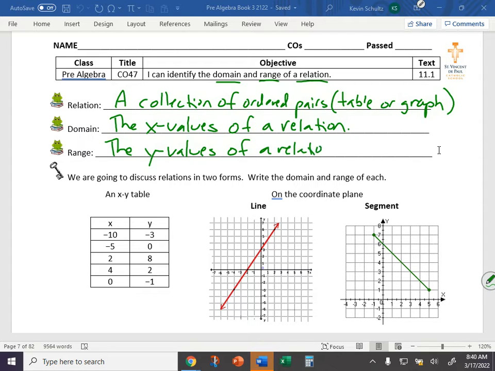Now, I'm making an assumption here that you have done coordinate plane and graphing before.